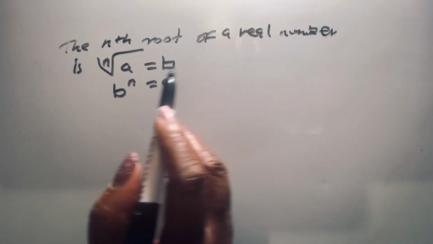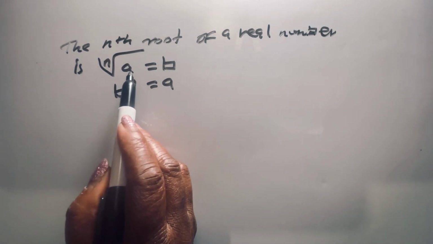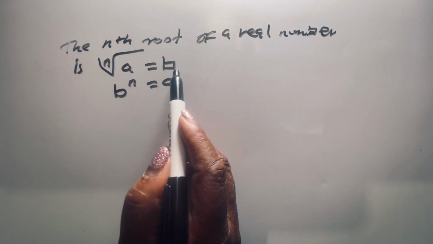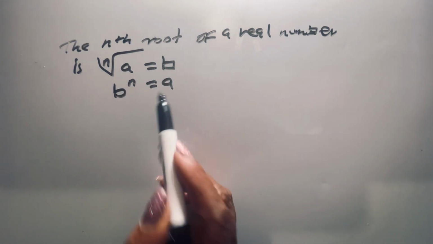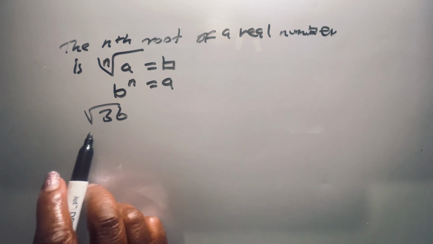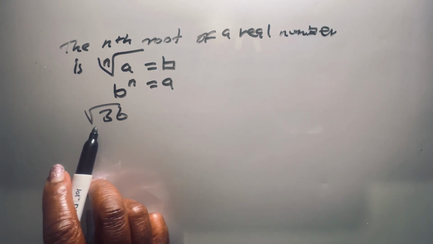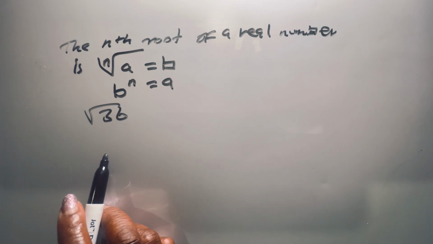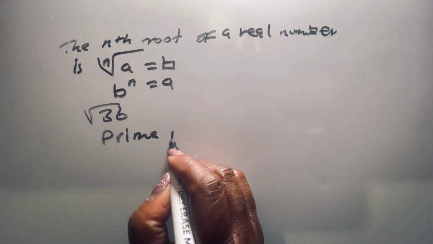My name is Patience. The nth root of a real number a, written nth root of a, is equal to b, where b to the power n is equal to a. So when we have a question like find the square root of 36, we need to break the number down into its prime factors. This is called prime factorization.